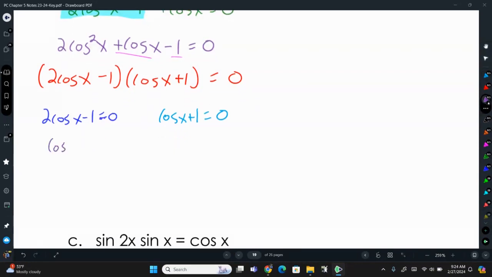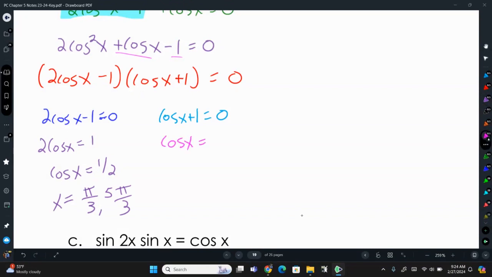So we have 2 cosine x equals 1, cosine x equals 1/2. So x is equal to pi over 3 and 5 pi over 3. And then we'll solve the other one here. Cosine x equals -1. Well, that occurs at just pi. So those would be our three solutions.